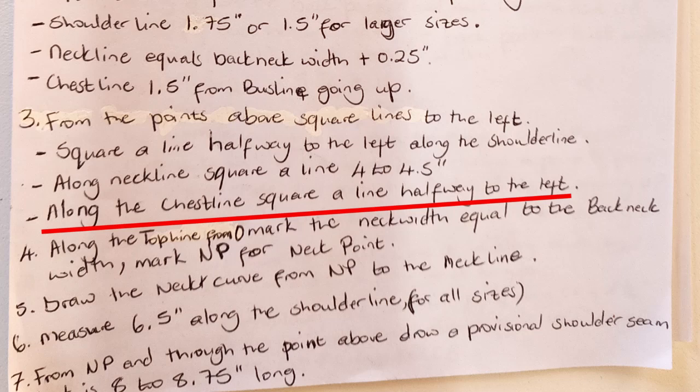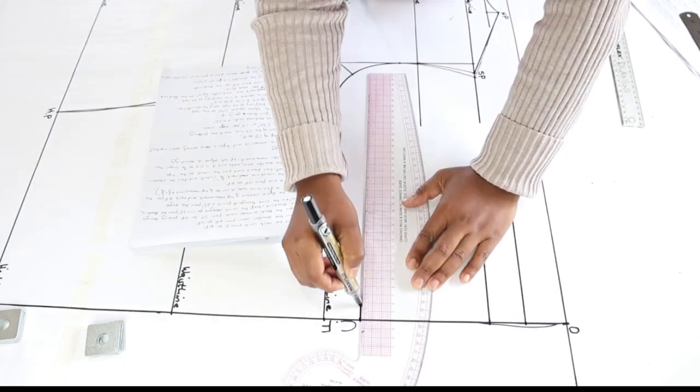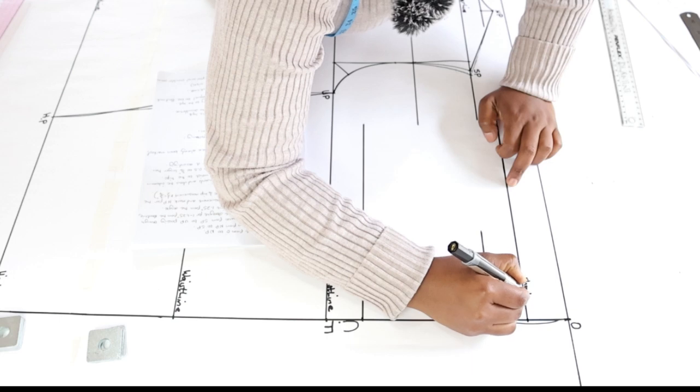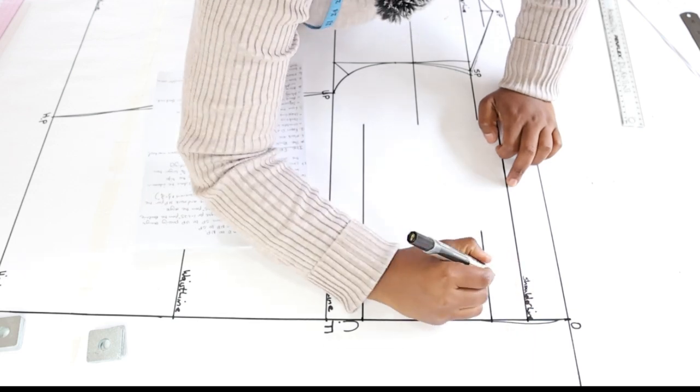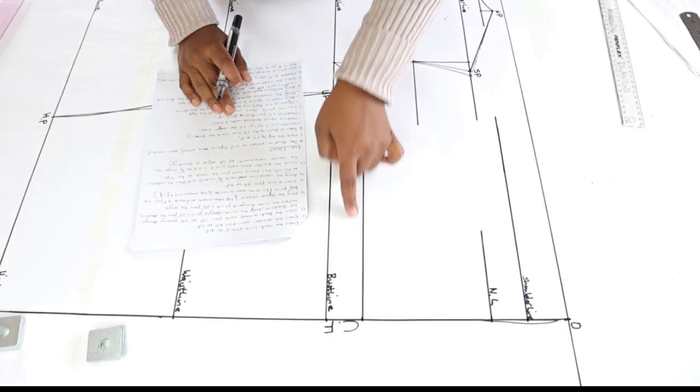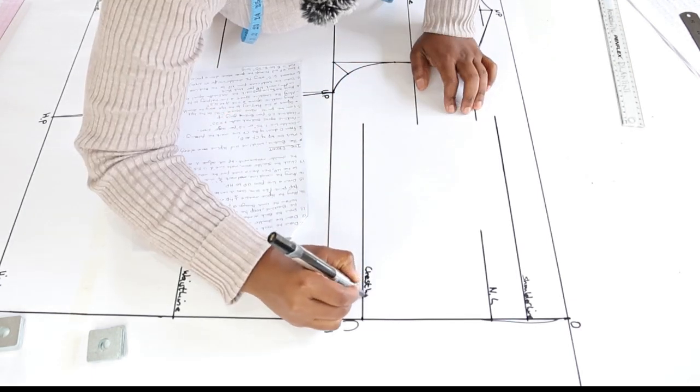And then it says along the chest line, square a line halfway to the left. The chest line is this point. This is the shoulder line. This is the neckline. And then this is the chest line.